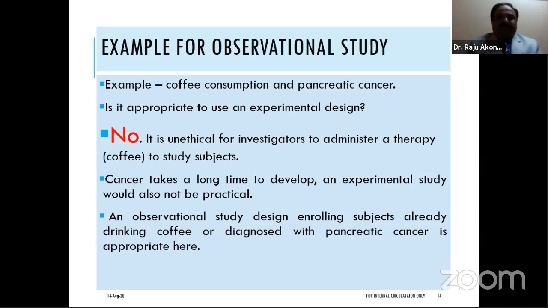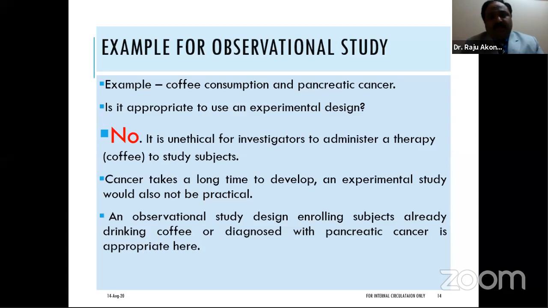Either you recruit people who already have a habit of taking a high amount of coffee every day, right? You recruit those people, and then you observe their lifestyle, and you observe them for many years until they develop cancer or some disease, and then you write your report. Or you identify those people who already have pancreatic cancer and ask them how many cups of coffee they drink every day, or whether they have a habit of taking coffee every day, right? So based on that, you can link both of them. You can try to link both of them, right?